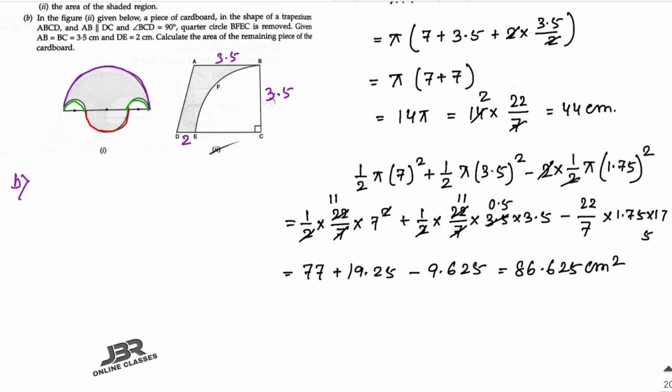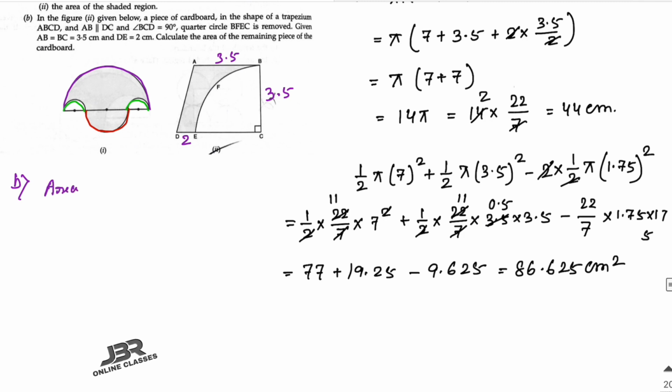Now the next one, 34b. In the figure 2 given below, a piece of cardboard in the shape of a trapezium ABCD. Here AB parallel DC and angle BCD equal to 90 degree. Okay. So here quarter circle BFEC is removed. Given AB and BC 3.5 and DE 2 centimeter. Calculate the area of the remaining piece of the cardboard.